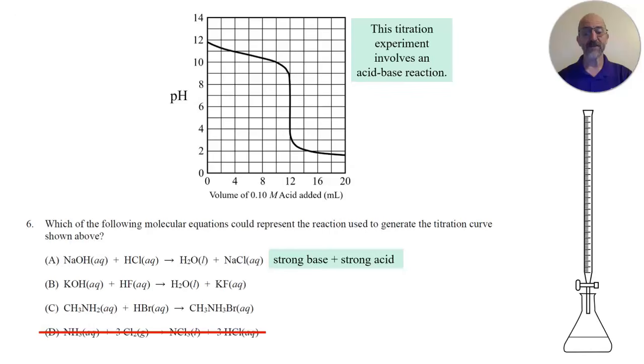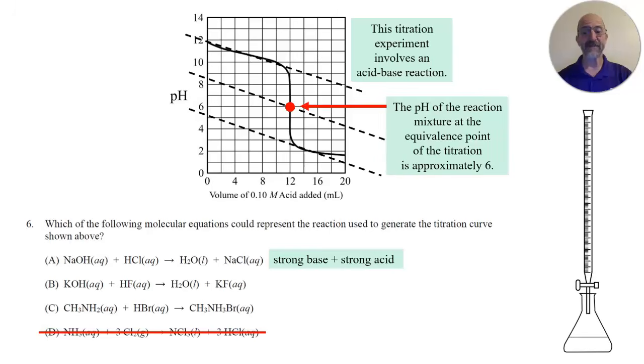So strong base, strong acid is supposed to be around pH 7. And so after drawing those lines, you can see that right in the middle of that rapid decrease in pH would be the pH at the equivalence point, and it's around 6. So for a strong base, strong acid, the pH should be 7. So we can eliminate choice A.